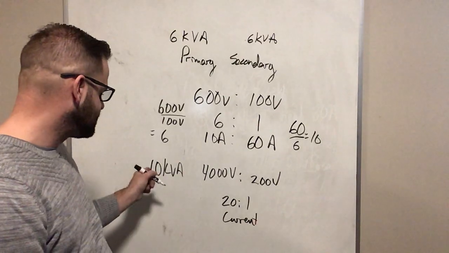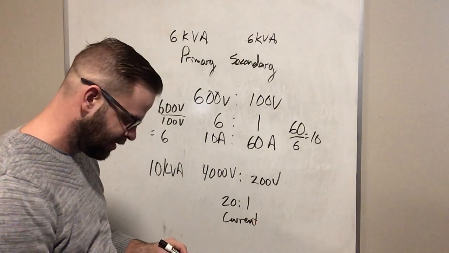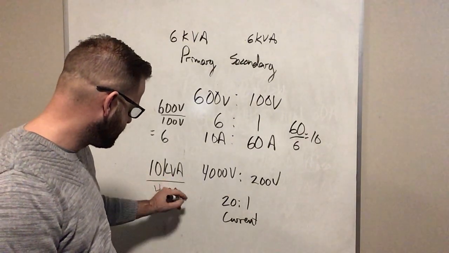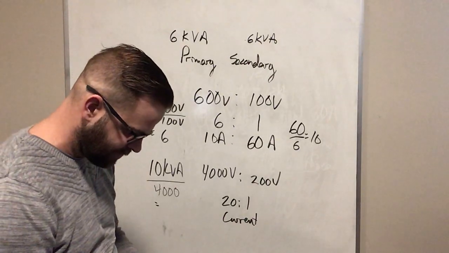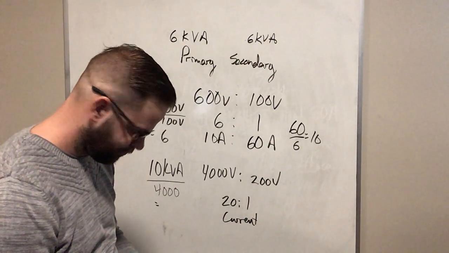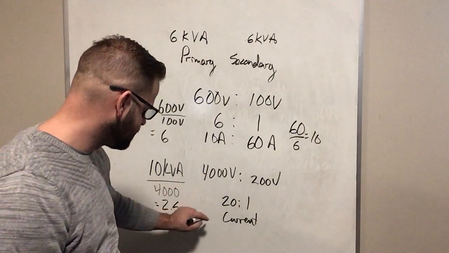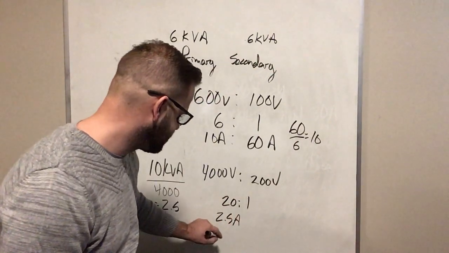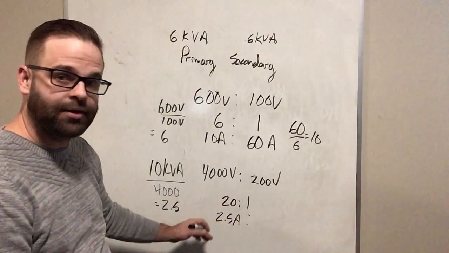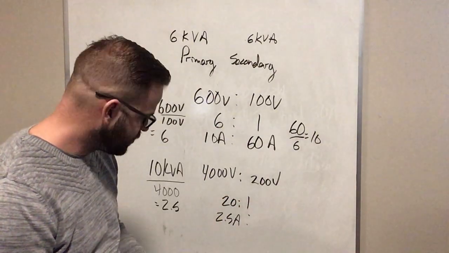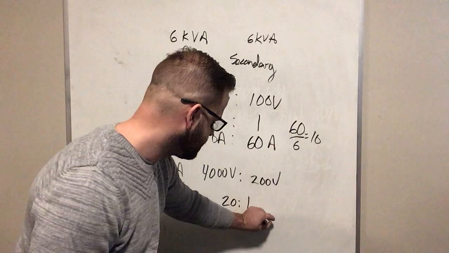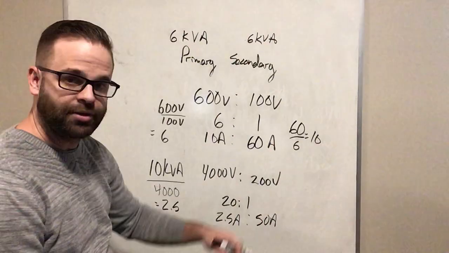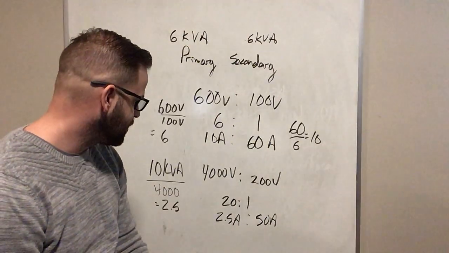On this side, it's a 10 kVA transformer. So let's see if we can figure out the current. 10,000 divided by 4,000, I believe that should be 2.5. Yep, 2.5. So that means our current is 2.5 amps on this side, and it should be 20 times larger on the other. So 2.5 times 20 is 50 amps. And if you take 10,000 divided by 200, you should get 50 amps. So that should be a good start.